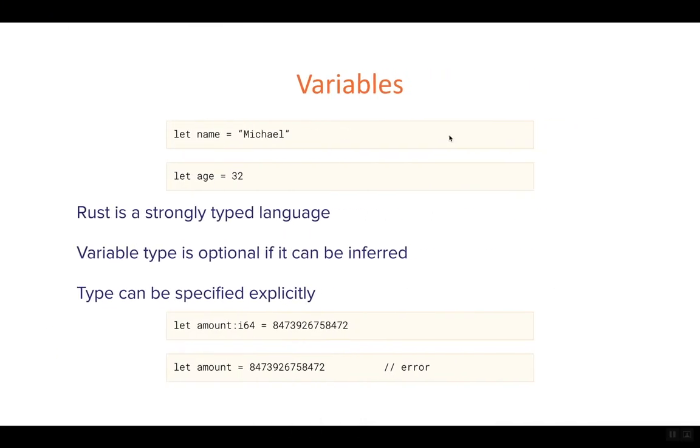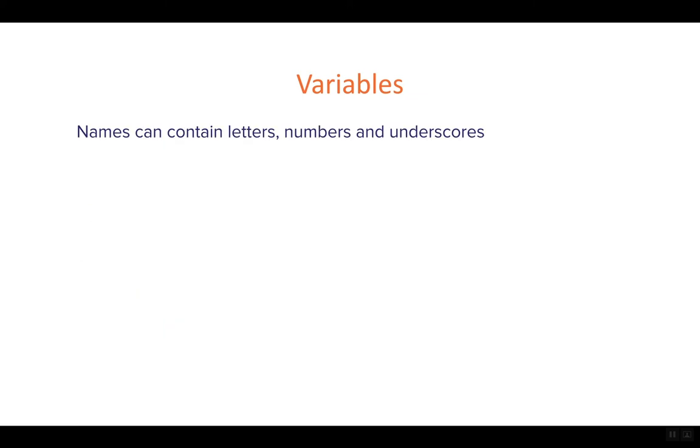Okay, so sometimes it's very important, and sometimes you might want to do that just to make your program more explicit so that it's easier to read, let's say. All right, so what about variable names? Well, names, as in other languages, can contain letters, numbers, and underscores, and they need to start with a letter or an underscore.